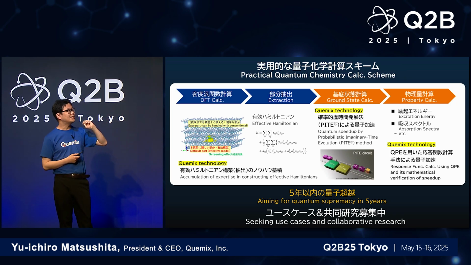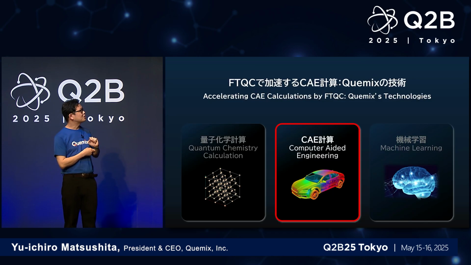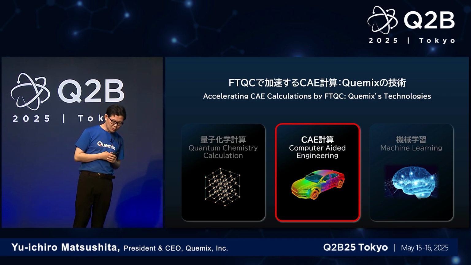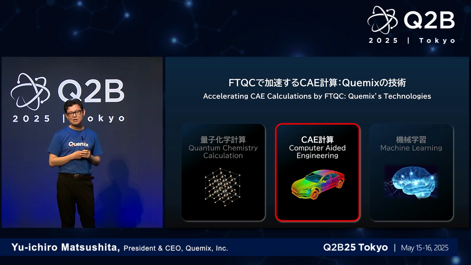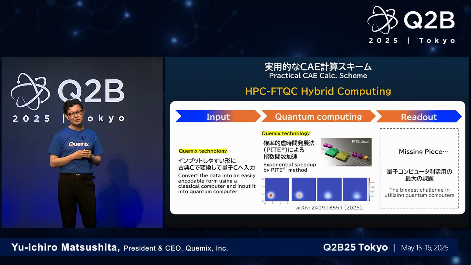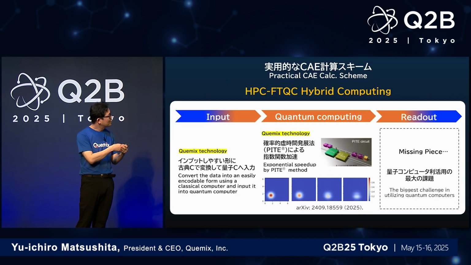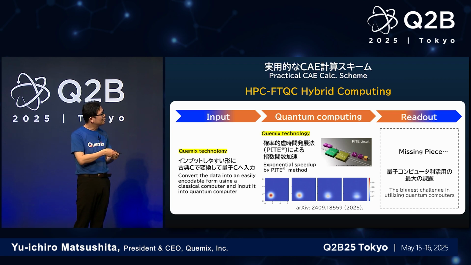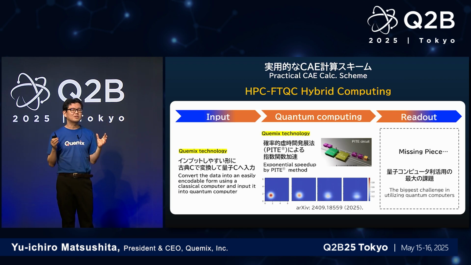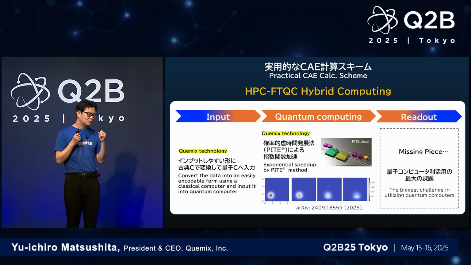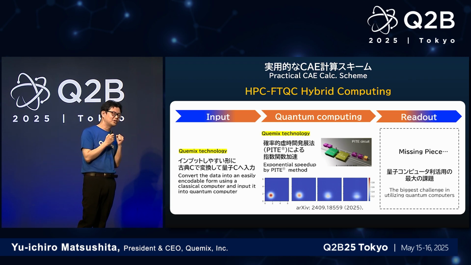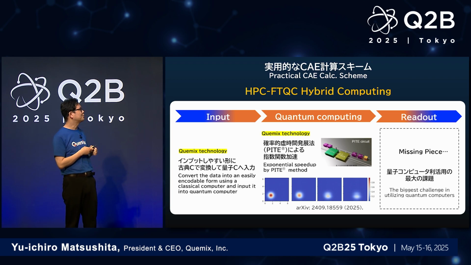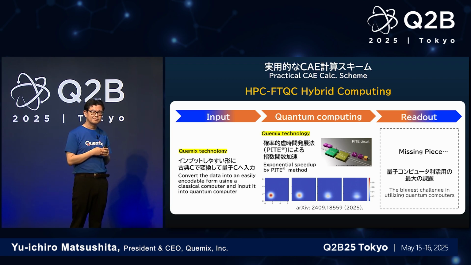Next is the second topic, which is the CAE calculation using quantum computing, FTQC. Again, in quantum computing, CAEs are collecting a lot of attention. And the reason is, as you can see right in the middle, in quantum computing, this CAE calculation basically speeds up exponentially, so it's very, very fast. And that is why this is receiving a lot of attention.